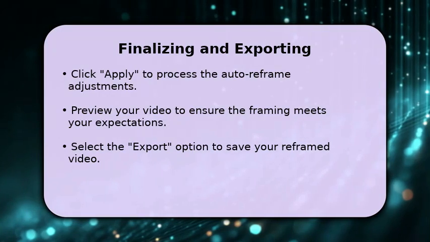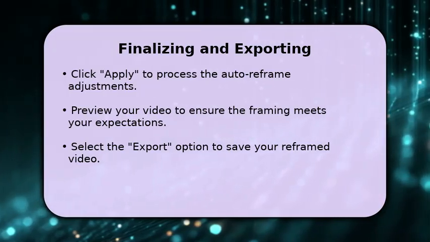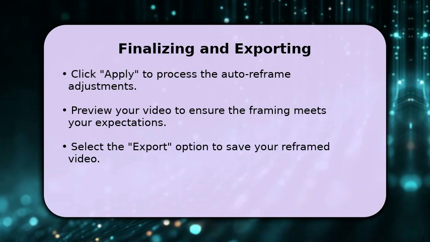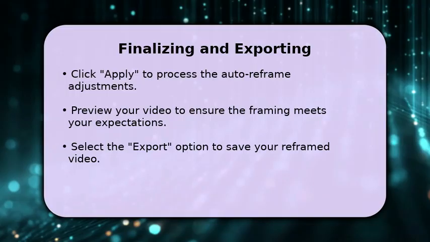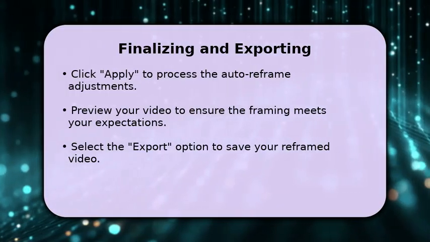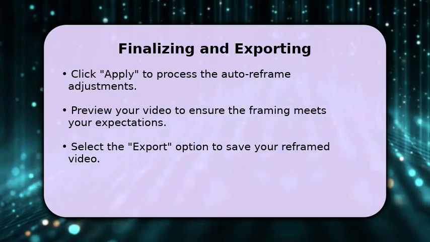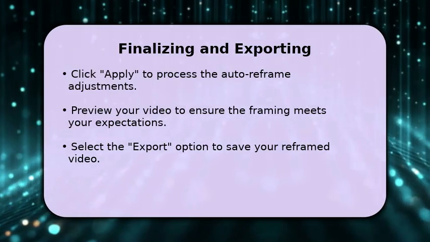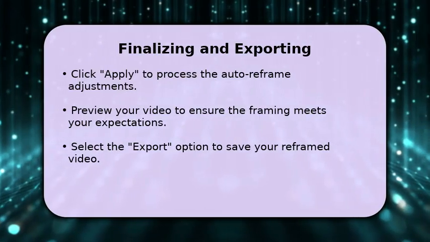Once you have customized your settings, click the Apply button to let Capcut process the auto reframe adjustments. Take a moment to preview your video and ensure the framing is exactly as you envisioned. When satisfied, proceed to the Export option. Here, you can select your preferred resolution, frame rate, and format, such as MP4, before saving your perfectly reframed video to your device or sharing it directly to social media.